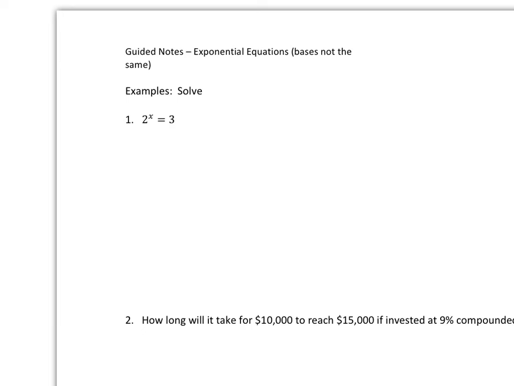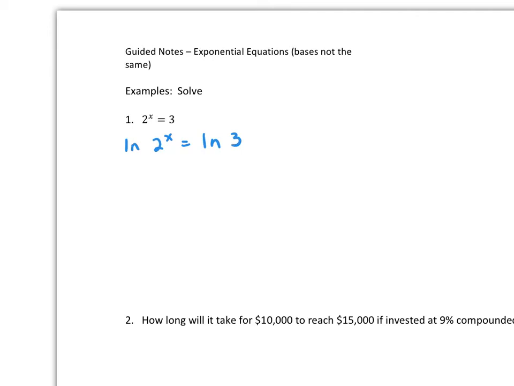Number one is an exponential equation. You cannot make the bases the same. Even if you could, the method of taking the log of both sides would work. It always works. But I'm going to take the ln, that's what my steps say to do, of both sides.